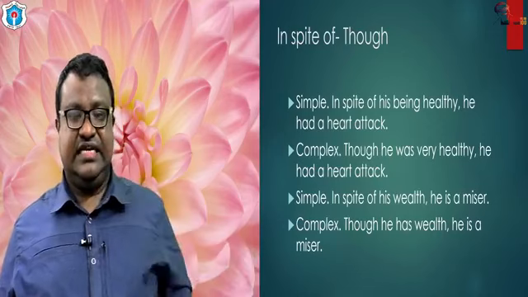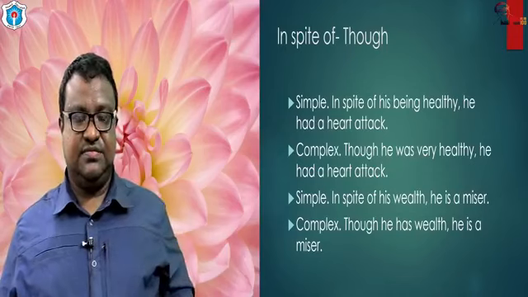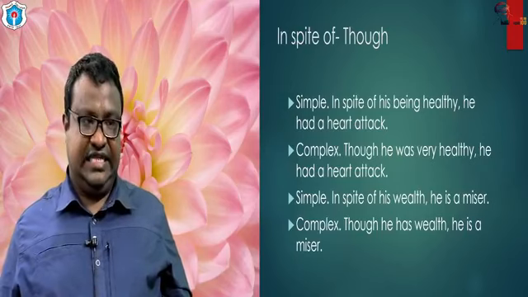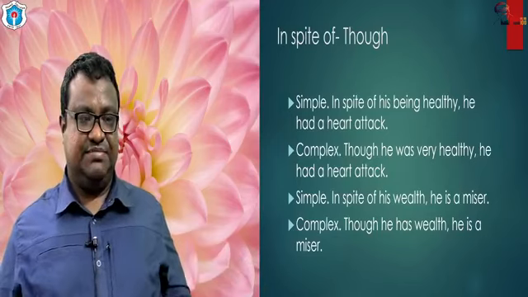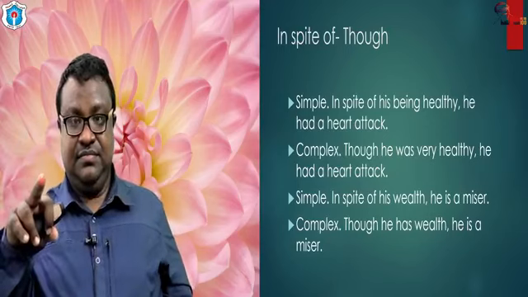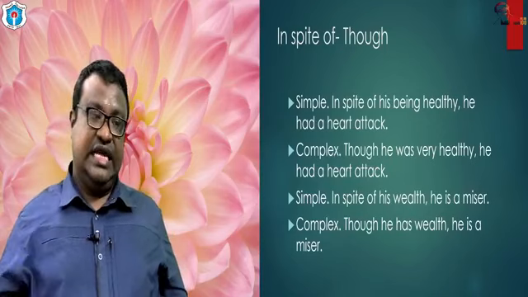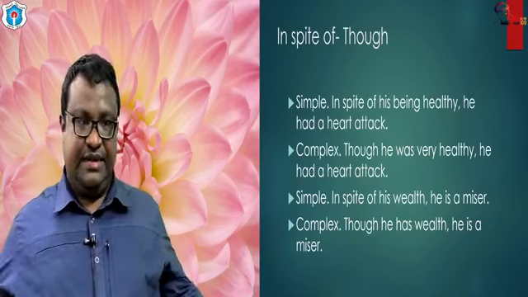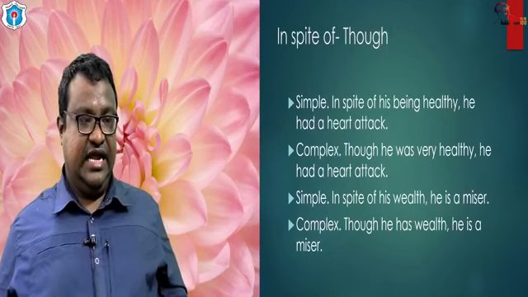So what are the differences between the two examples? Let's mark. At the first one, in spite of his being healthy. Now, after "in spite of", we see the possessive form of the subject, and then we see "being", that is, verb plus ing. It can be "having" also, that is, in spite of his having wealth he is a miser. Or like the first one, in spite of his being healthy he had a heart attack.